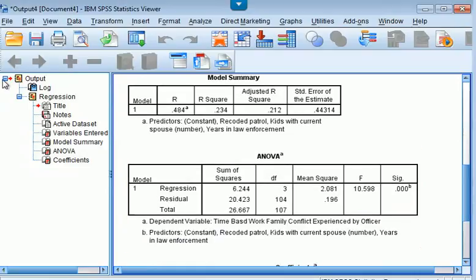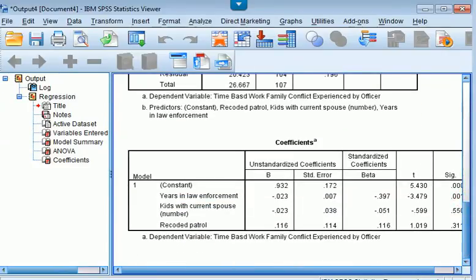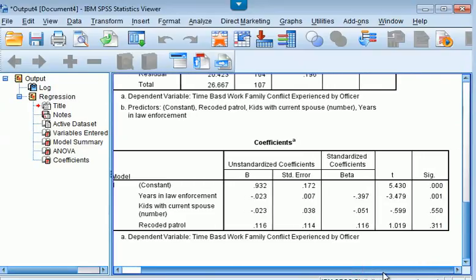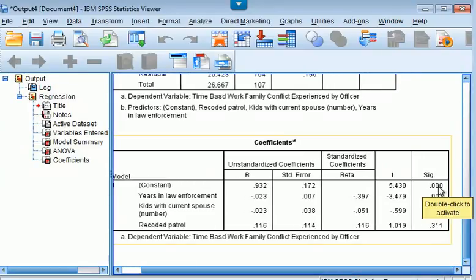Question 4 asks which variables are significant or non-significant. So you're going to pop down to the coefficients table and look at the significance levels. At first, question 4 asks which variables are non-significant. How do you know? Number of kids is non-significant. It's right here. Remember, in order to be significant, it has to be less than 0.05.